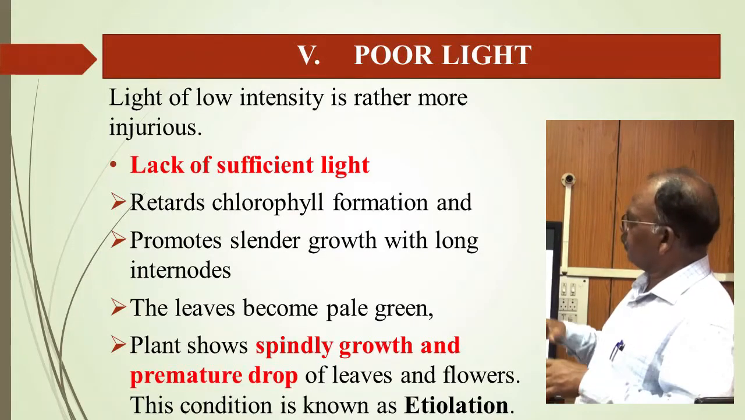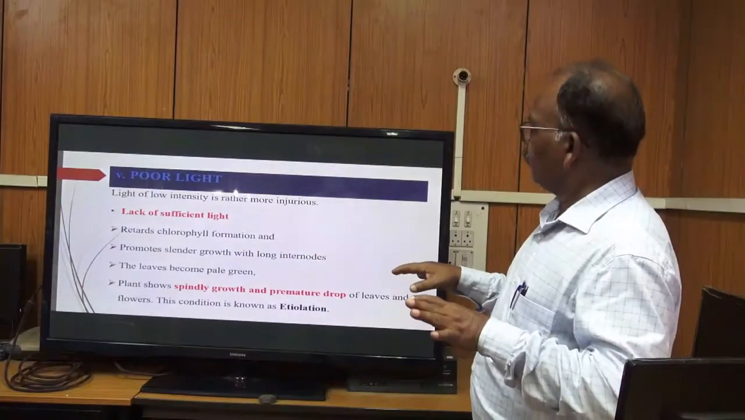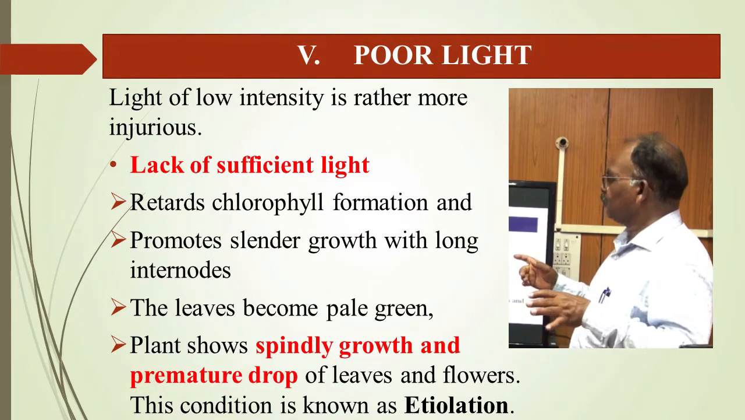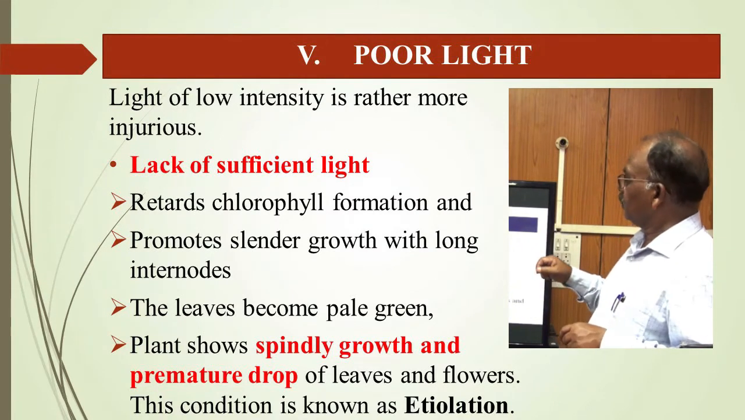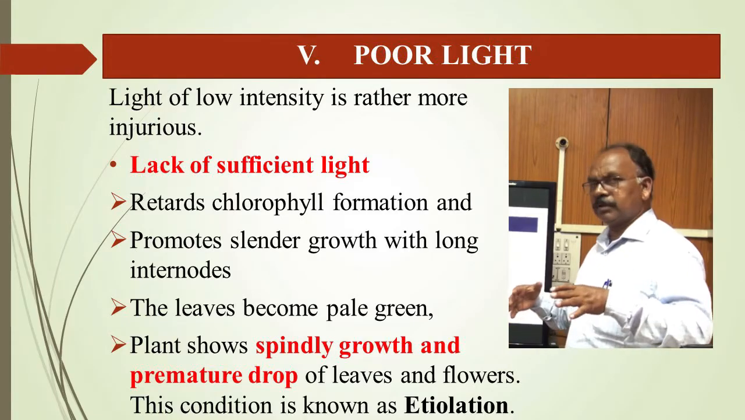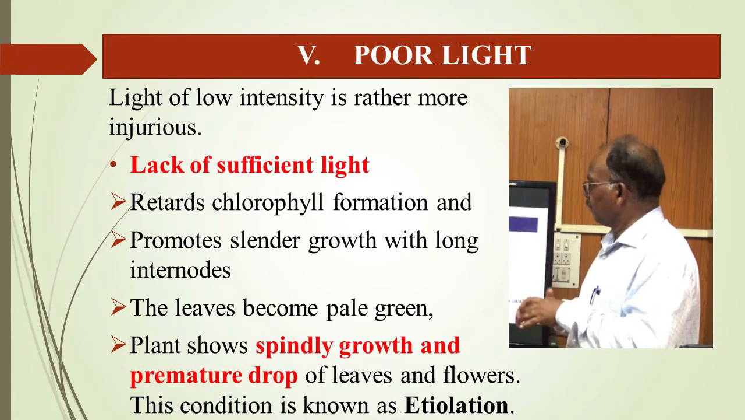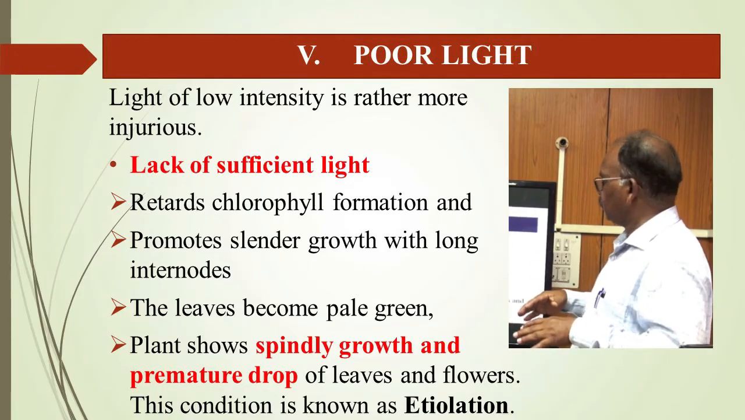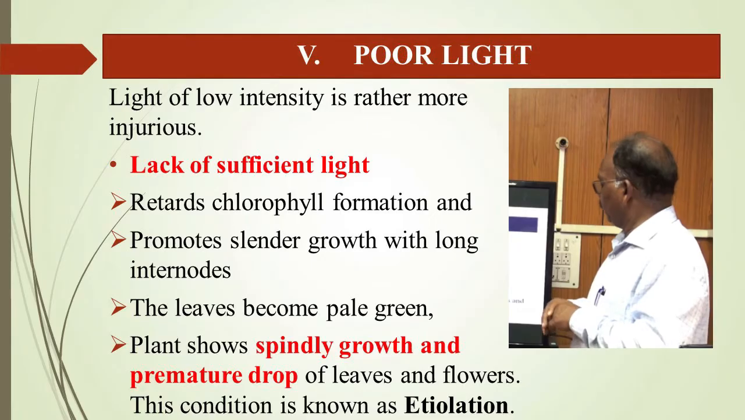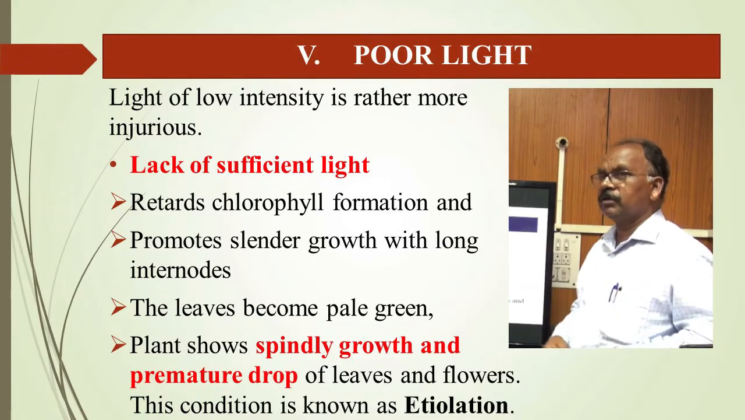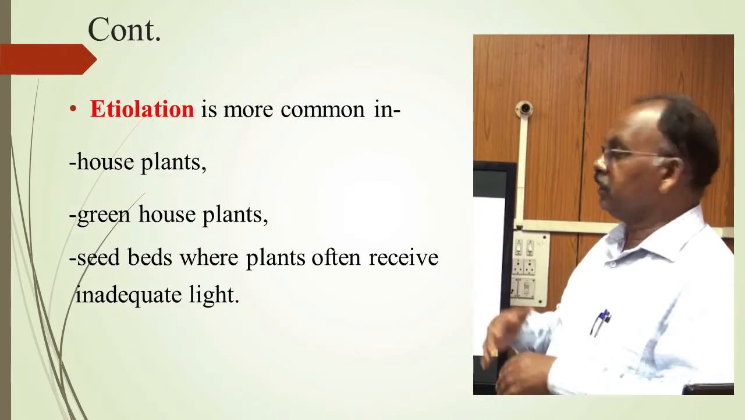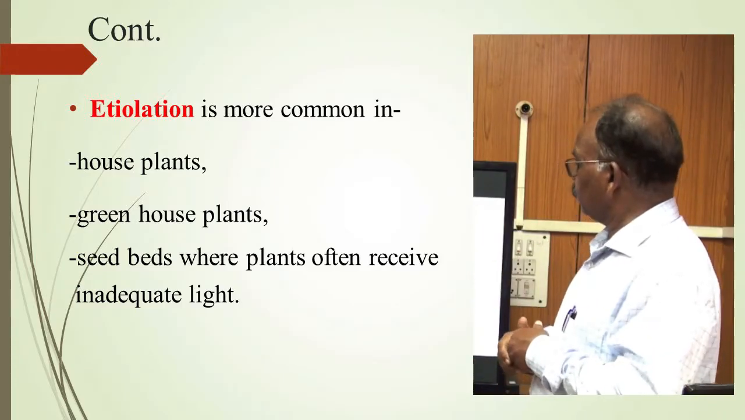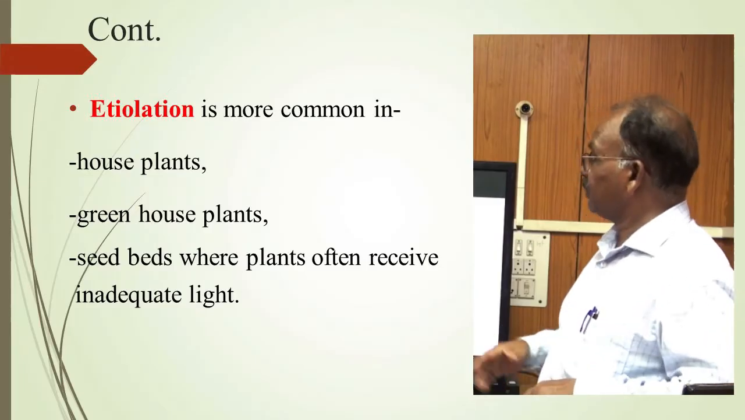Poor light. What are the effects of poor light? Chlorophyll formation is reduced in lack of sufficient light, and poor light promotes slender growth with long internodes. The leaves become pale green and the plants show spindly growth and premature drop of leaves, fruits and flowers. This condition is known as etiolation. Etiolation is more common in house plants or green plants and seed beds where plants often receive inadequate light.